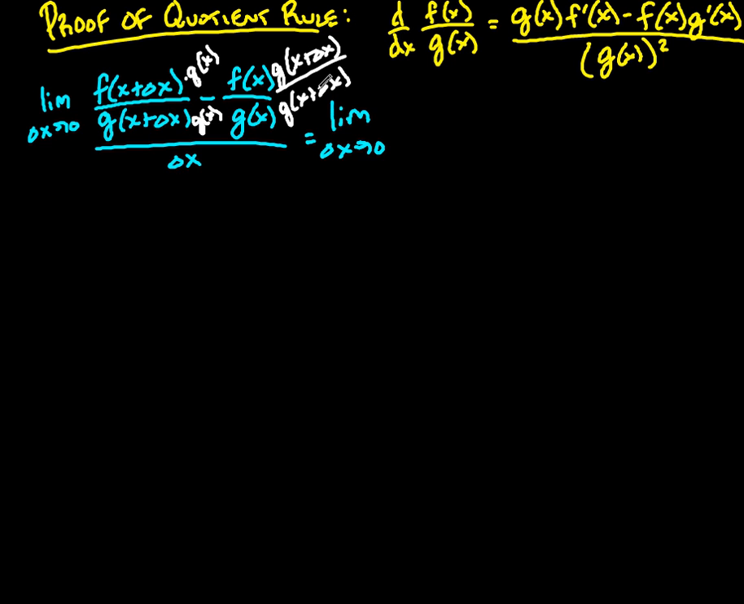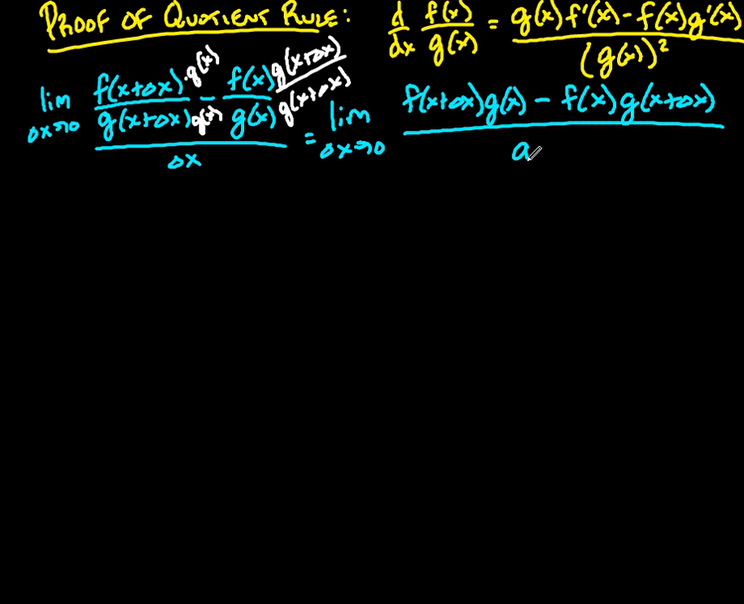So when I do that, what am I going to have? I'm going to have f of x plus delta x times g of x, and then minus f of x, g of x plus delta x. My denominator here is, I have a g of x and a g of x plus delta x. And really, all that is over delta x. It's all in a denominator, so I can put the delta x in there with it.